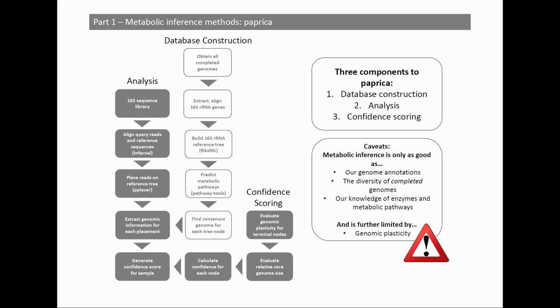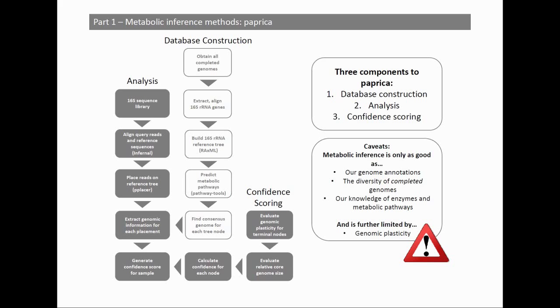Okay, so there are really three different parts to PAPRICA. One is the construction of the database, and for most users, this is already done in advance for you. Only an advanced user would need to go in and tweak the database and build their own. A second is the analysis part. This is where you take your 16S sequences and insert them into the pipeline. And then the third part is confidence scoring, which gives you some estimate of how accurate your predictions are.